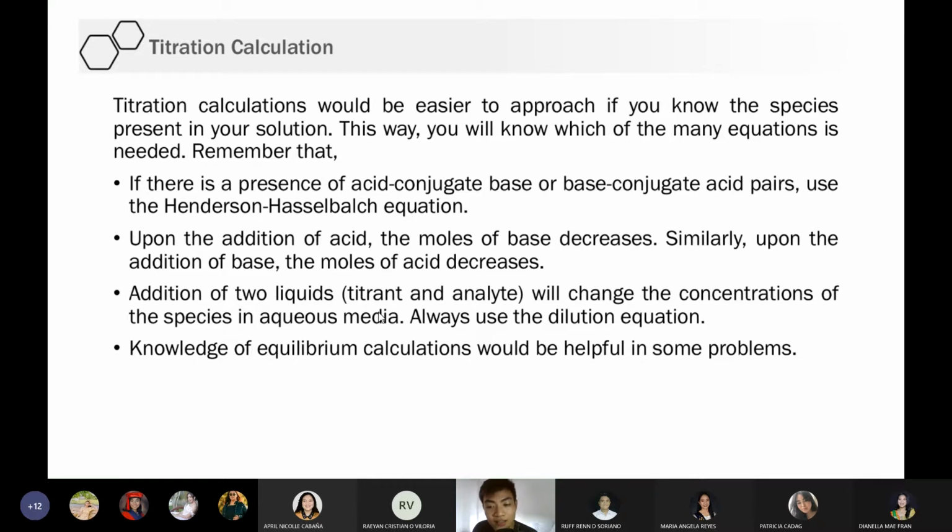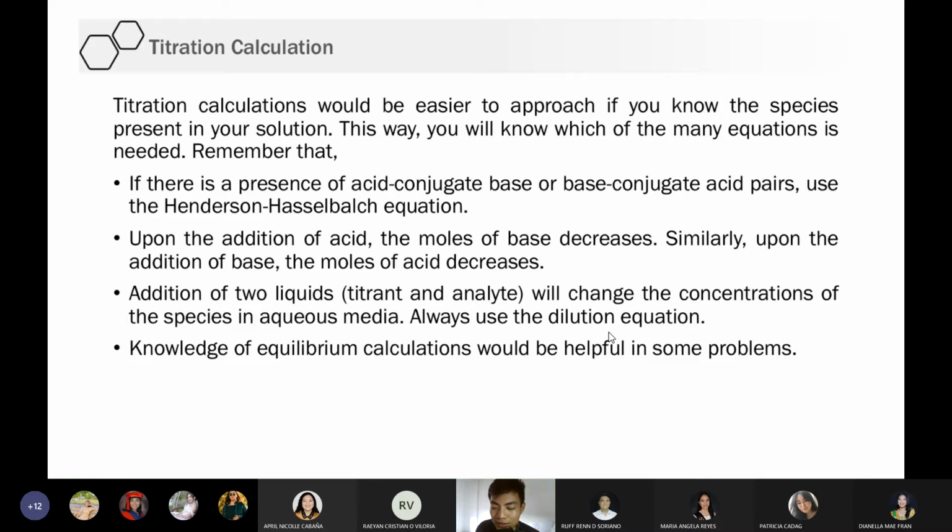Ang daming nangyayari, no? Akala nyo patak-patak lang siya. No, ang daming nangyayari. You have to take note of the changes in the concentration. You have to take note of the dilution process. Okay? Pero as long as you know the equations here, madali na lang. Okay? And of course, knowledge of equilibrium will be very helpful.